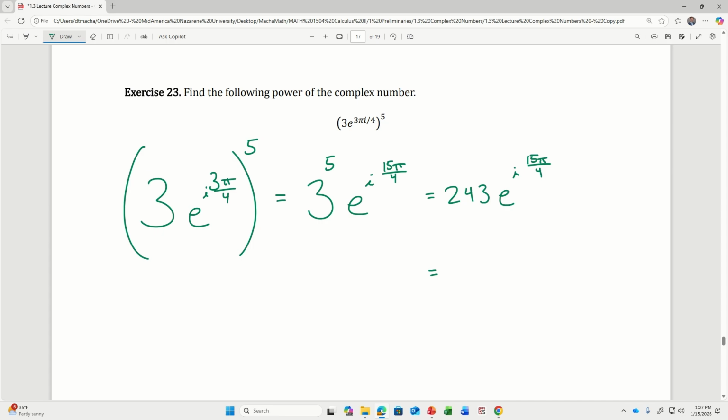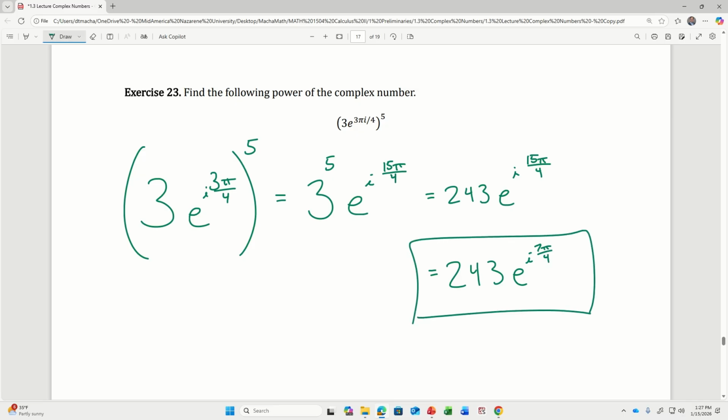So that's like 243 times e to the power i 15 pi over 4. And 15 is 8 plus 7. So I could also write this as 243 e to the power i 7 pi over 4, because I can subtract away 2 pi. I can subtract away a full rotation and I end up in the same spot in the complex plane.